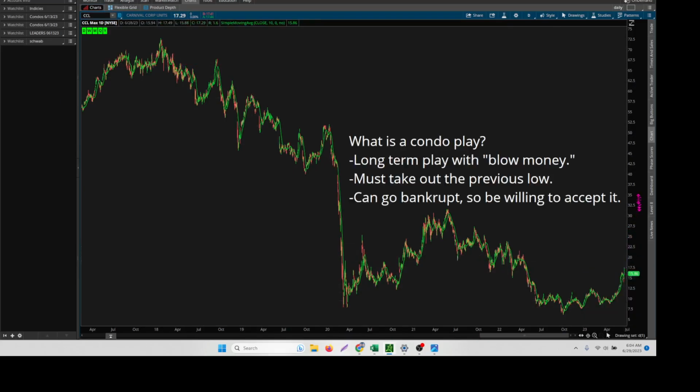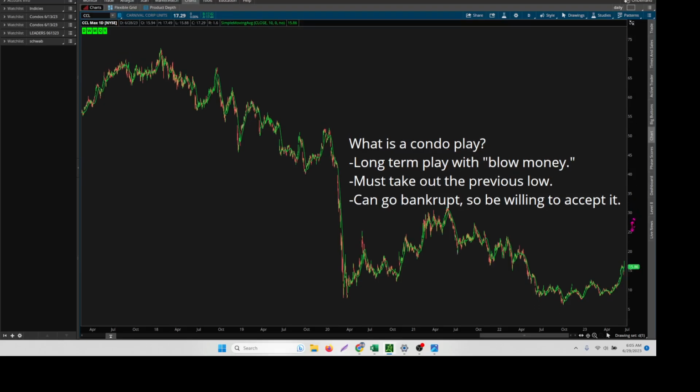So, what is a condo play? Good question. It's a long-term play with blow money. Blow money is defined as money that you have made from a previous trade. Maybe it's $10, maybe it's $100, maybe it's $1,000. We all have different bank accounts. It doesn't matter. It's blow money because it is using house money.